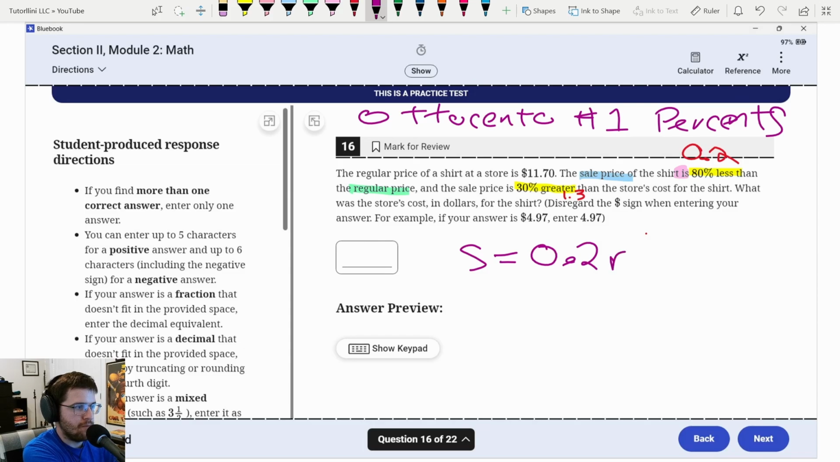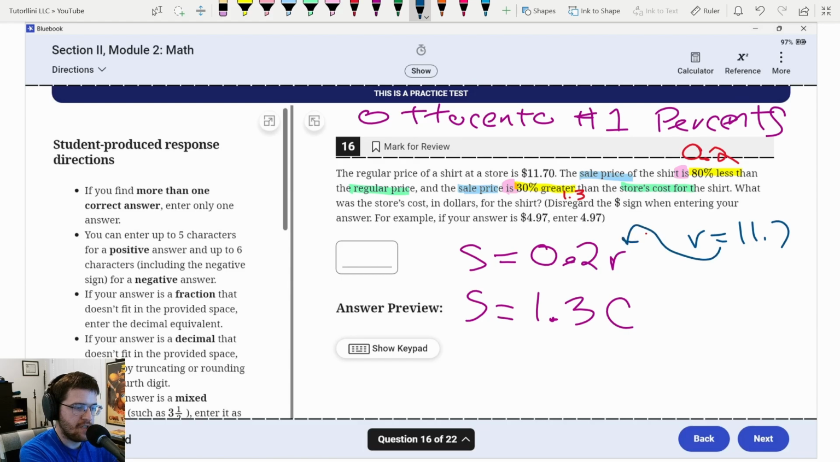Now I'm going to do the sale price is 30% greater, again, than the store's cost. So how about we call the cost C? So I'm going to say S equals 1.3 C. And now they tell us the regular price of the shirt, which we called R, is 11.7. They say that at the beginning.